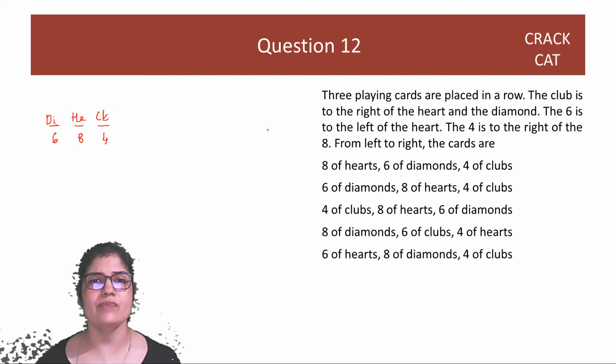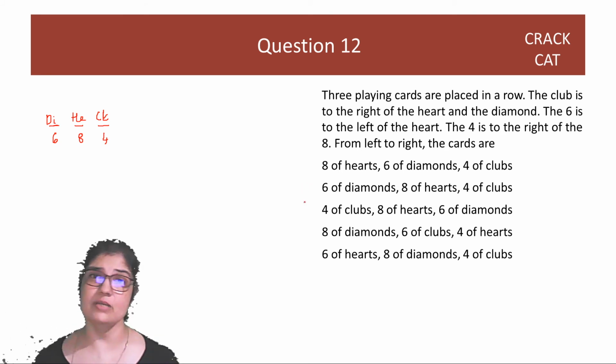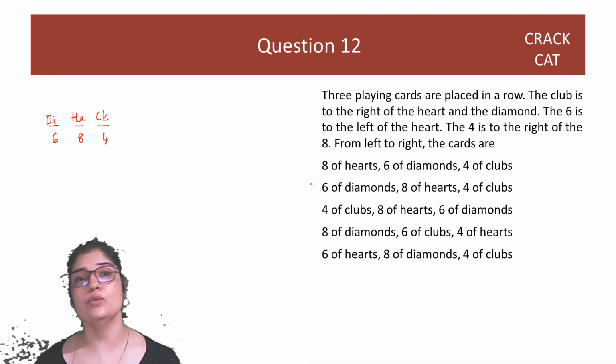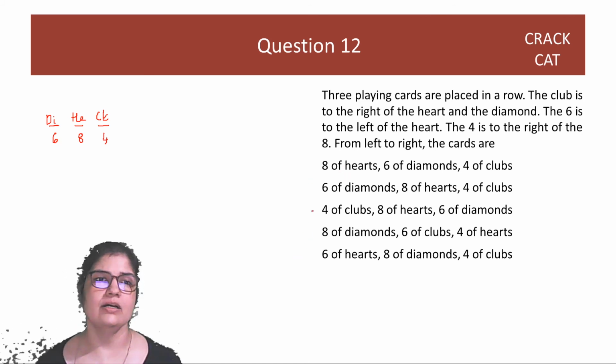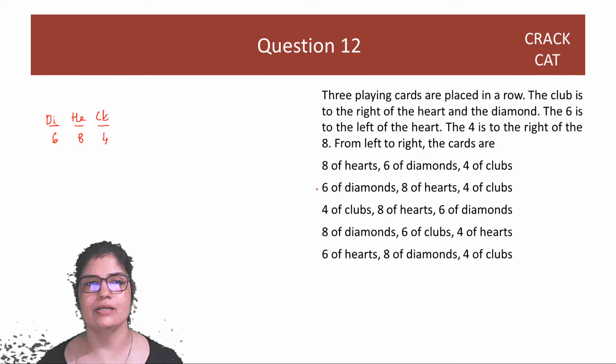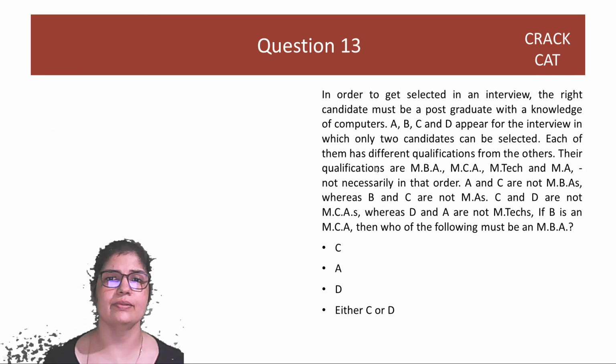So see, this is very easy. It's not as if I'm saying you never attempt this. There may be easy questions in this. But first do the easy set questions and then come and do these questions, right? So we are looking at 6 of diamonds, 8 of hearts and 4 of clubs, right?